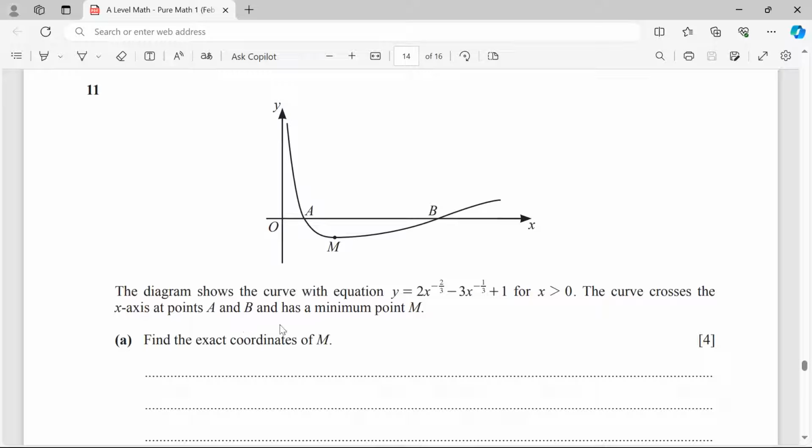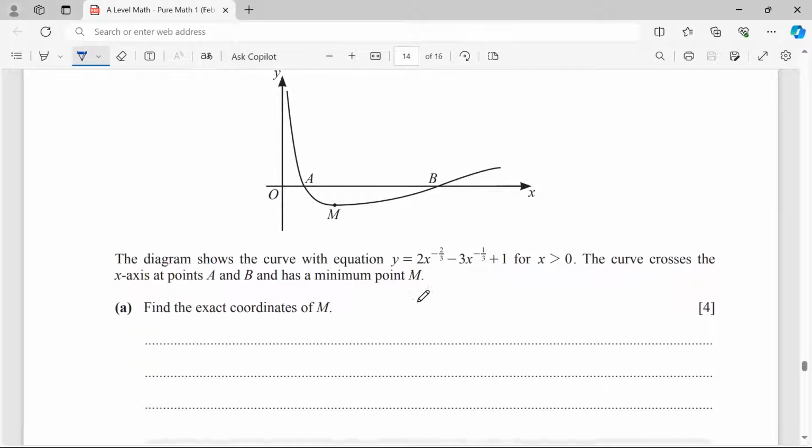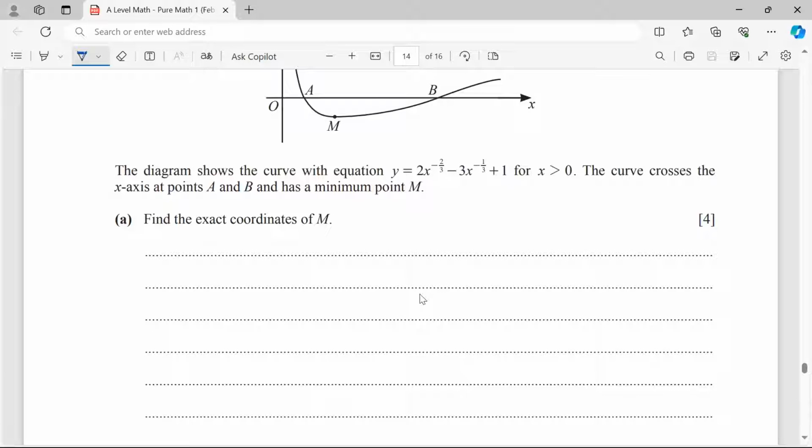If you take a look here, M is the minimum point. So if you see the word minimum, that means this question is related to derivative. First of all, you need to take the derivative of this equation. So we have y equals 2x to the power of negative 2 over 3 minus 3x to the negative 1/3 plus 1, where x is greater than 0.